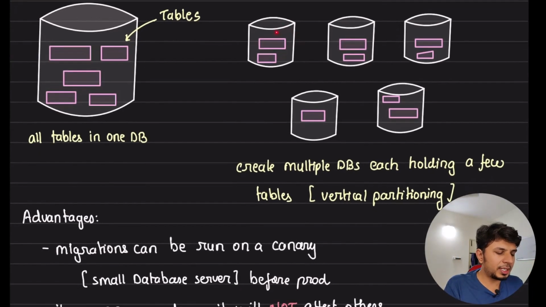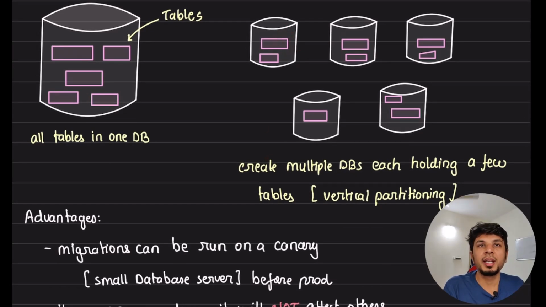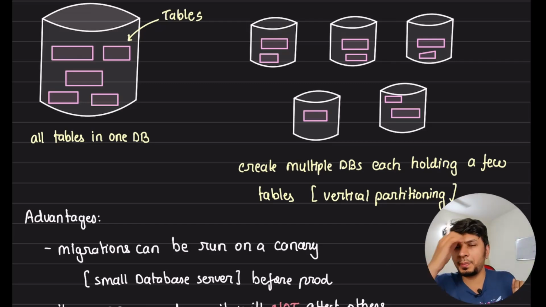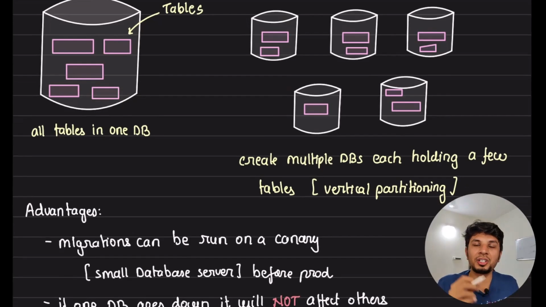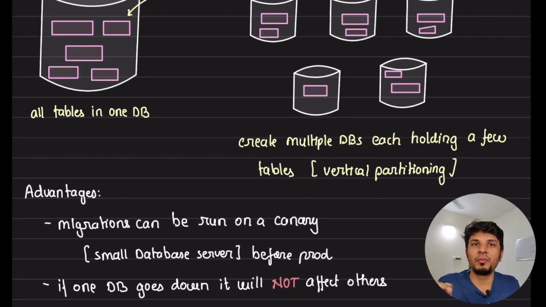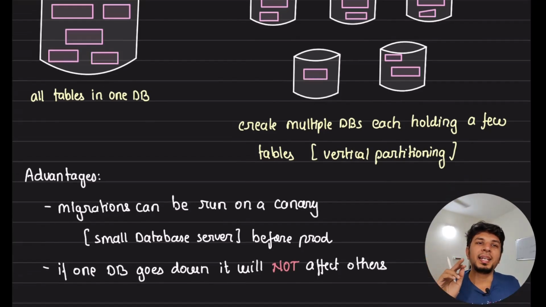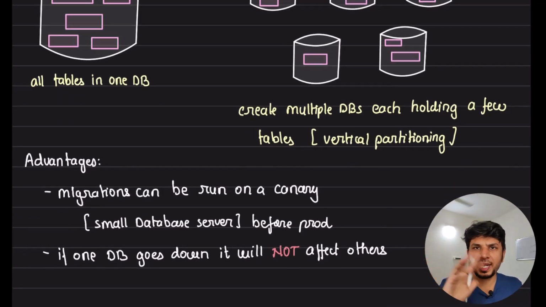So that's why by doing this vertical partitioning or functional partitioning, they can run a canary. What is a canary? A canary is a small database server or small API server, depending on what you're doing. In this case, it's a small database server in which you are running your migration just to test if everything is working fine. Because this database would be much smaller as compared to this one gigantic database, you can actually test your migration on actual data before hitting the actual production. Big advantage, right?